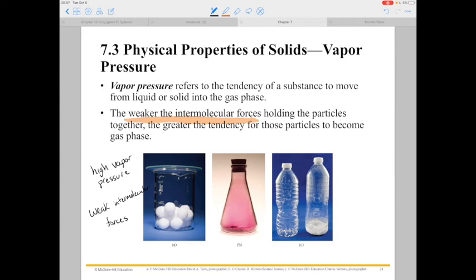Right, take a second, take a step back and convince yourself that that makes sense. If you have a compound that has very weak intermolecular forces, that means the tendency for one of them to just escape into the gas phase is that much higher, because it's not really interacting strongly with its neighbors.